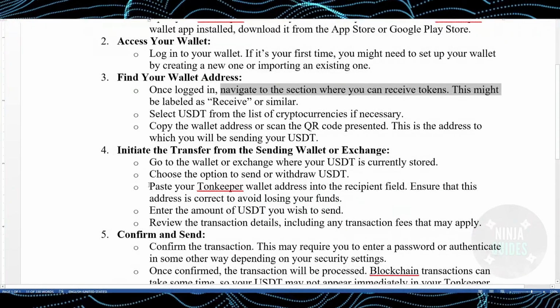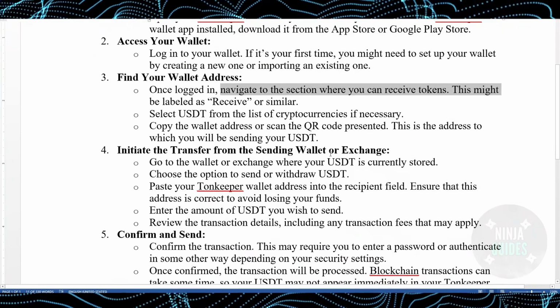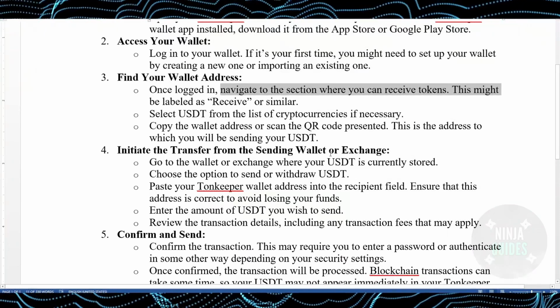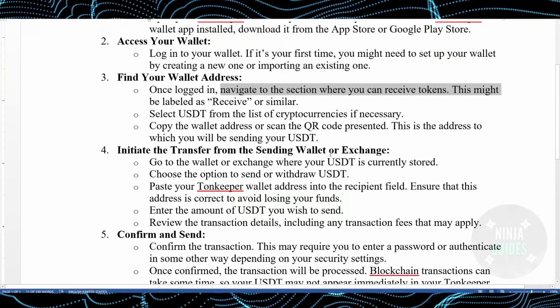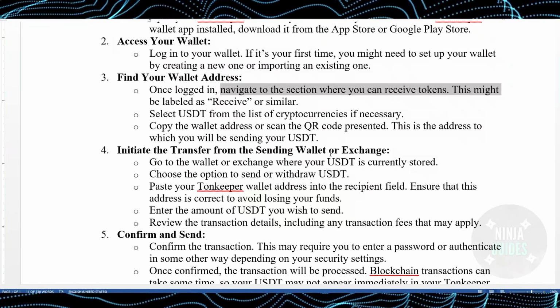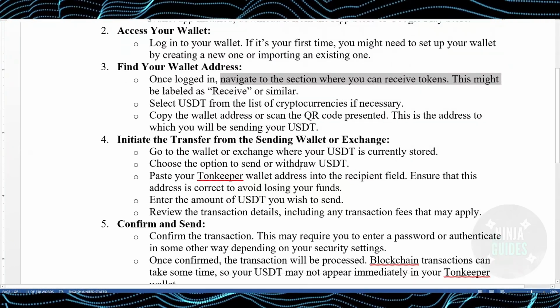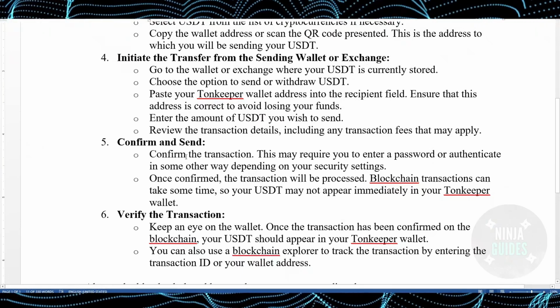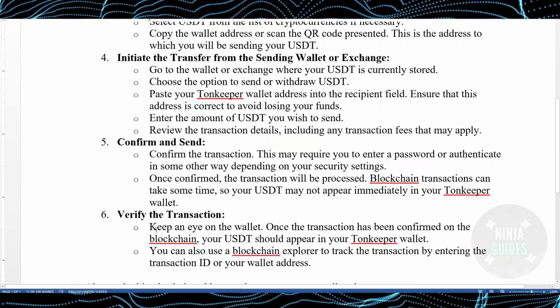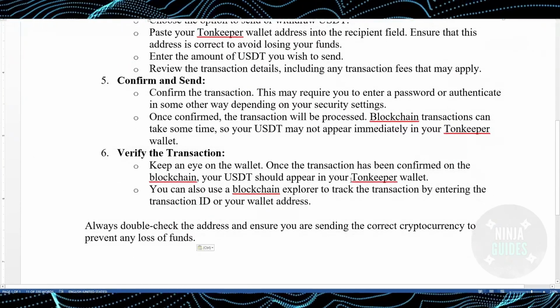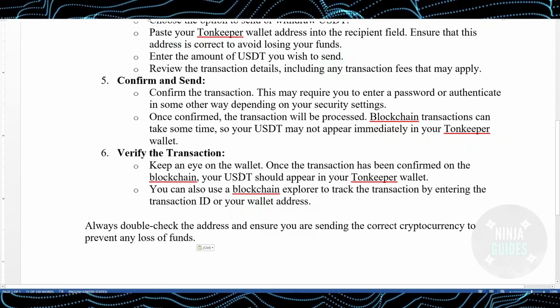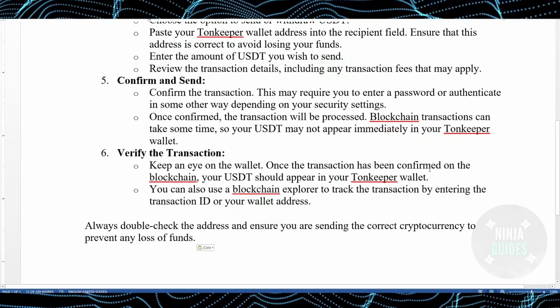So initiate the transfer from the sending wallet. For example, if you are sending from Binance, you just need to put your Tonkeeper wallet address into your Binance account address field. So that's how you're going to transfer it. After that, you just need to confirm the transaction, verify the transaction, and keep an eye on the wallet. Once the transaction has been confirmed on the blockchain, your USDT should appear in your Tonkeeper wallet.